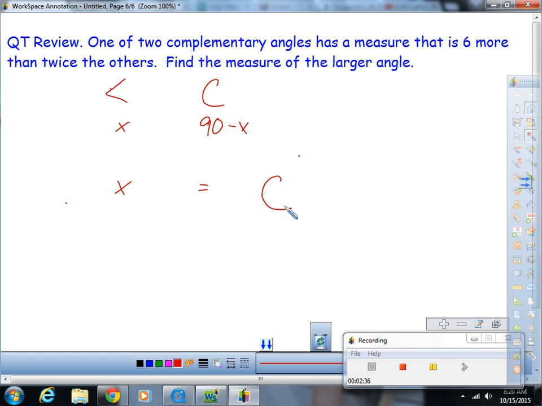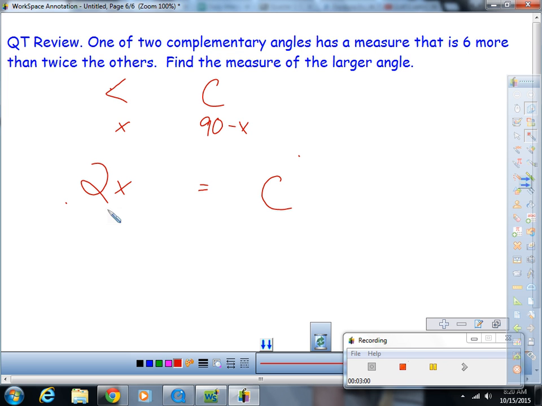Is that true? We don't know it to be true. Is it true in this problem? Definitely not. It says one of two complementary angles has a measure that is 6 more than twice the other's. Do I know which one to multiply by 2? I don't. It doesn't matter. So pick a side. What do you want me to multiply by 2? I agree. That's easier. Is that true? It's not. One of two complementary angles has a measure that is 6 more than twice the other's.